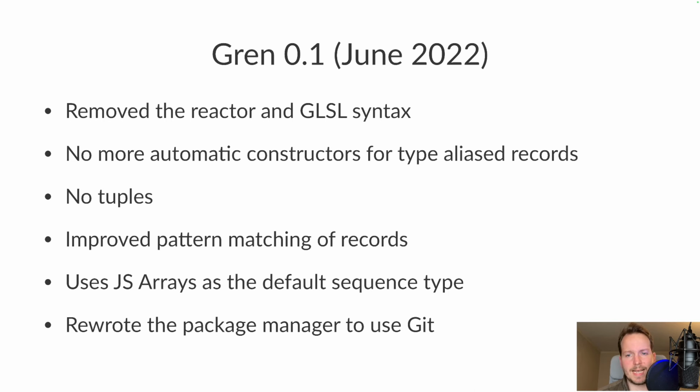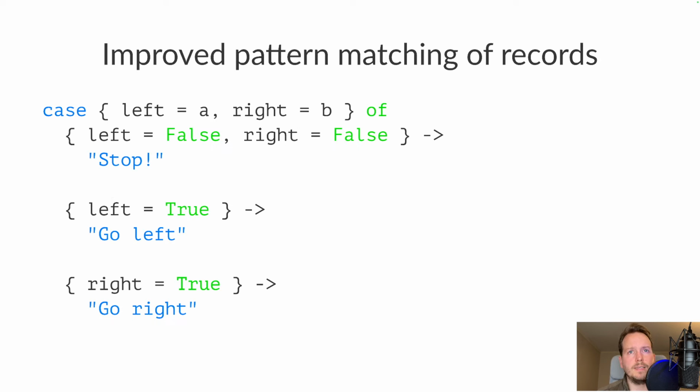Now, I promised you an example of how pattern matching on records has improved, and here it is. This is valid Gren code. This is not valid Elm code. You can't do this in Elm. So in Elm, you can use tuples to compare two things in a case expression, or pattern match over two things in a case expression.